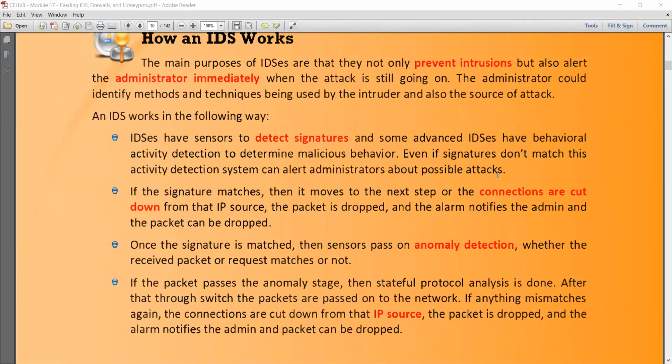If the signature matches, then it moves to the next step, or the connection is cut down from the IP source. The packet is dropped and an alarm notifies the admin. Once the signature is matched, the sensor passes on to anomaly detection to check whether the received packet or request matches or not. If the packet passes the anomaly stage, then stateful analysis is done. After that, through the switch, the packet passes on to the network. If anything mismatches, again the connection is cut down from that IP source, the packet is dropped, and the alarm notifies the admin.